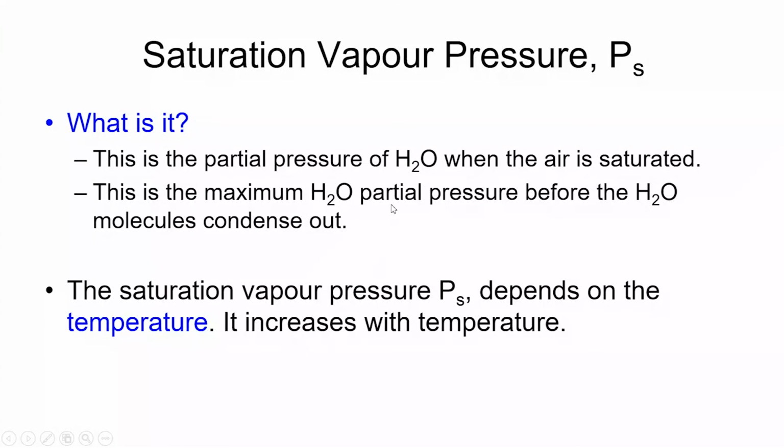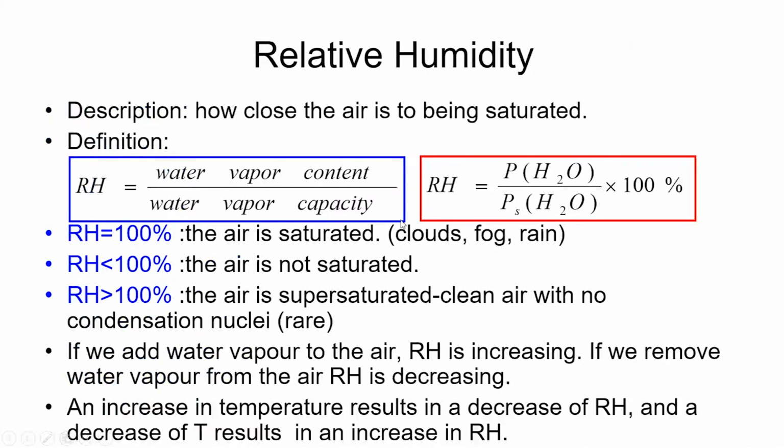Then there are other important terms, such as saturation vapor pressure, PS. If the air pocket cannot take any more water, then we say it is saturated. When the air pocket is saturated with water vapor, the partial pressure of H2O is called the saturated vapor pressure.